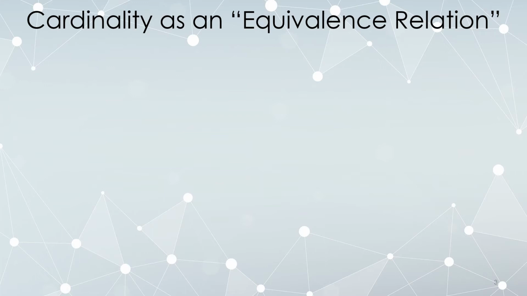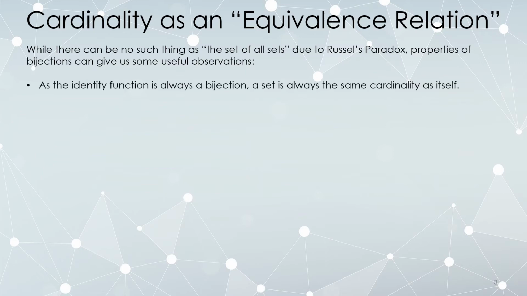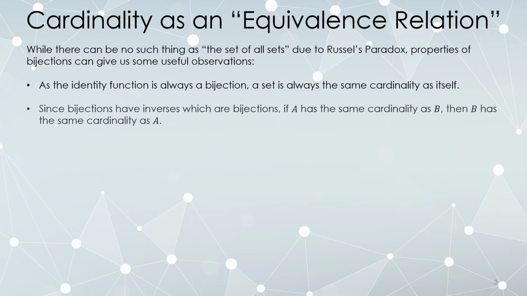Cardinality defines an "equivalence relation," in quotes. We can't talk about the set of all sets; we discussed that back in our discussion of Russell's paradox. However, bijections give us some useful observations. The identity function is always a bijection, so a set is always the same cardinality as itself, because the identity function does provide a bijection from a set to itself.